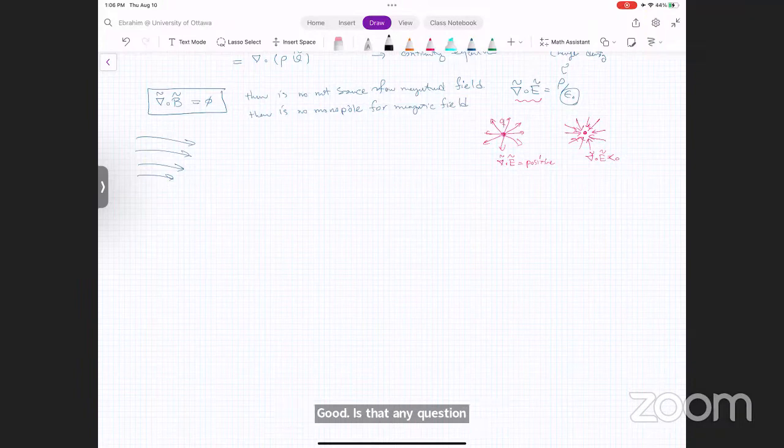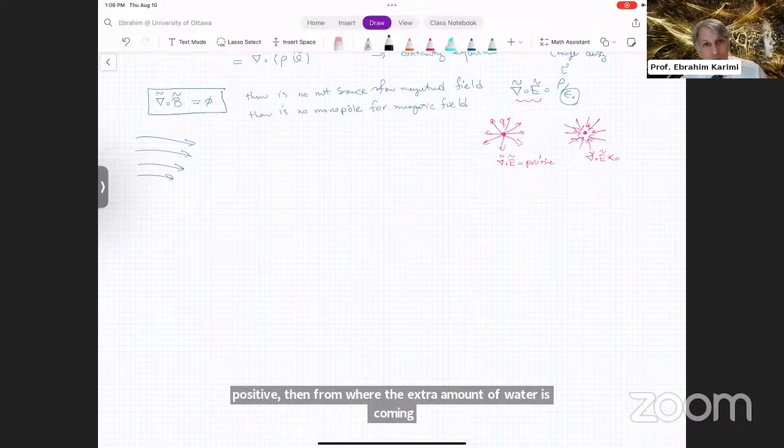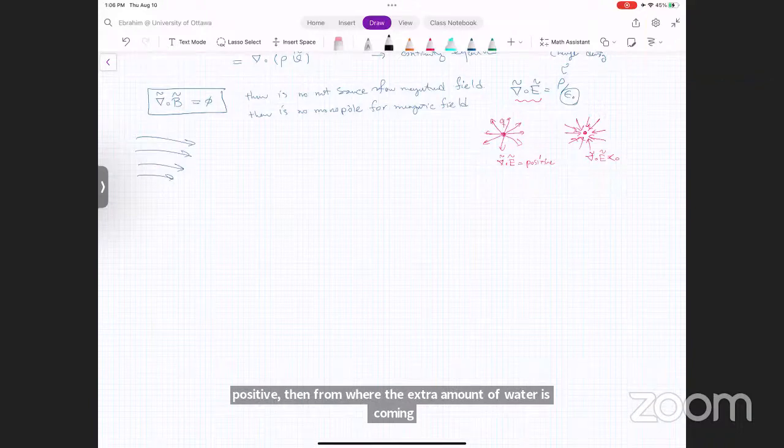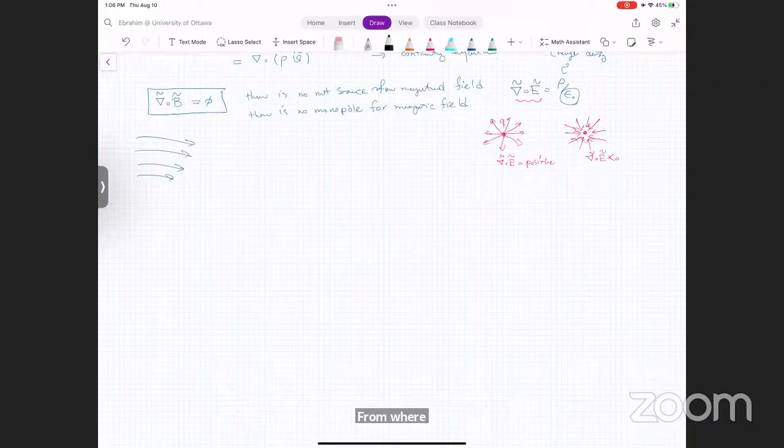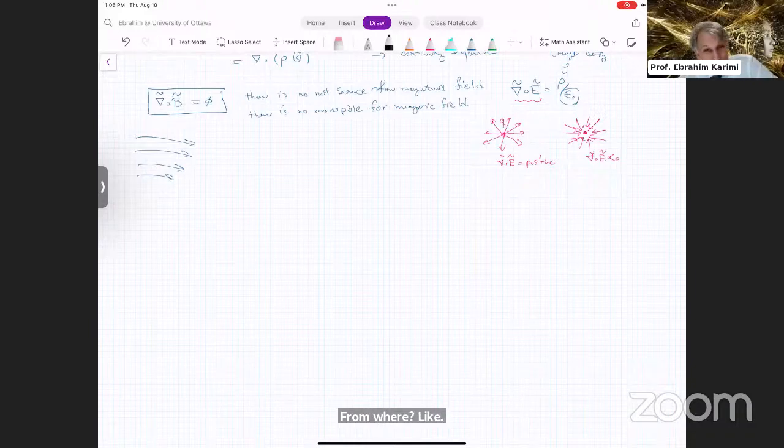I think just a quick question. As the net flow is positive, then from where is the extra amount of water coming? Yes, so the net flow is positive. From where? It's coming from a source, indeed.